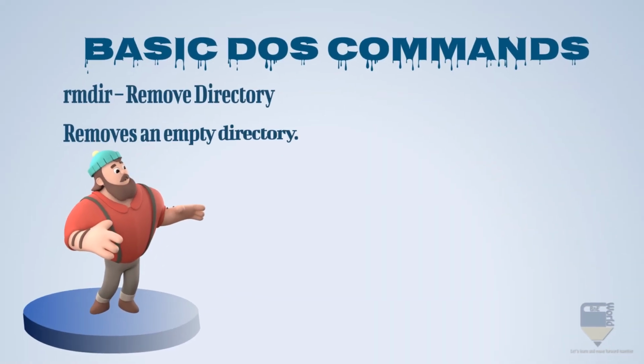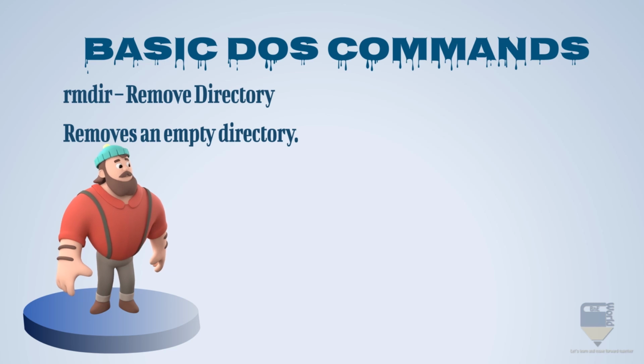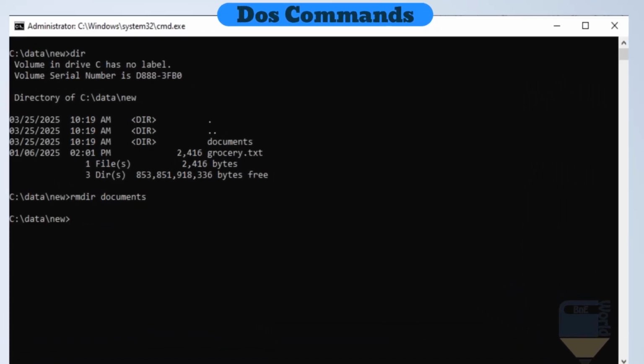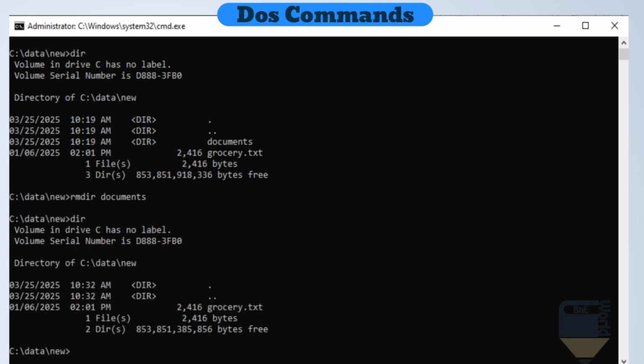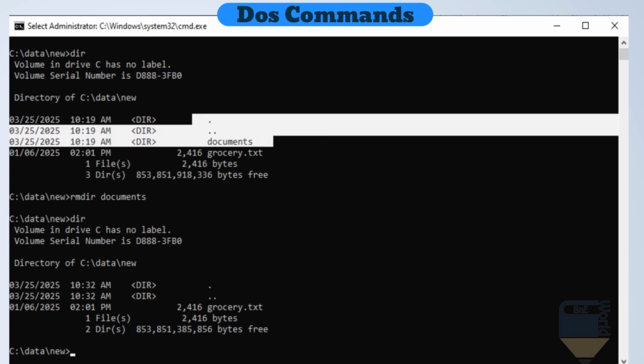Next command is rmdir. It is used to remove an empty folder or directory. To remove an empty folder, type rmdir space folder name. See that the folder was removed.